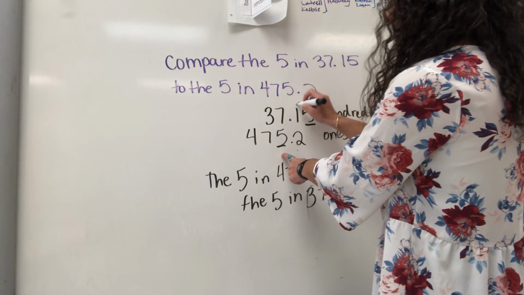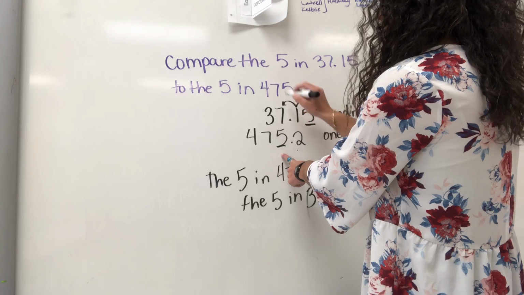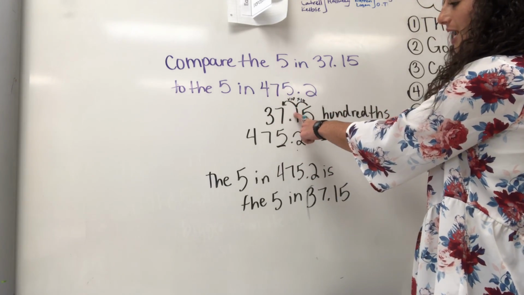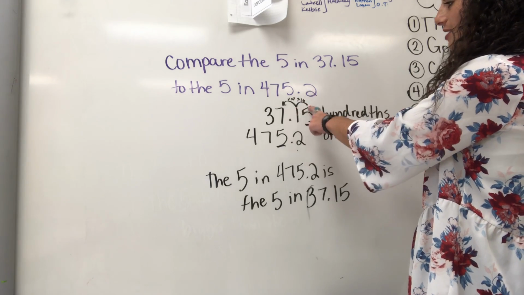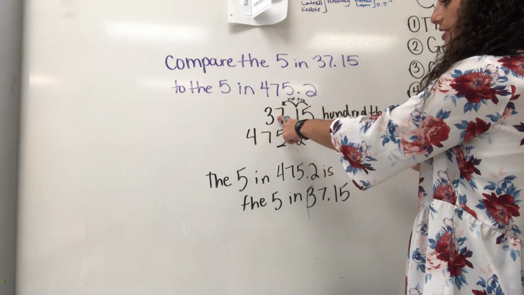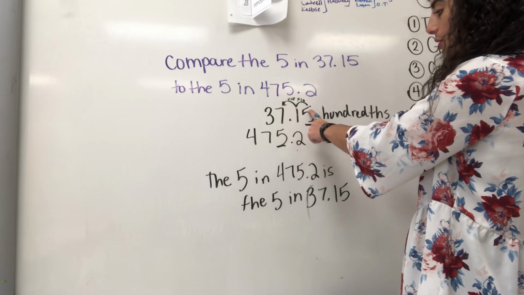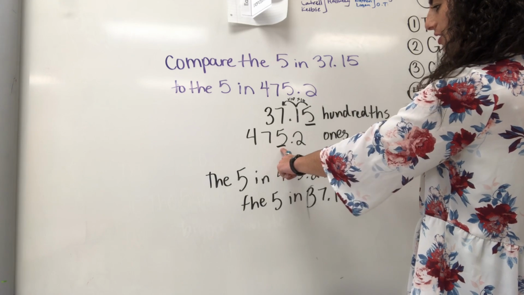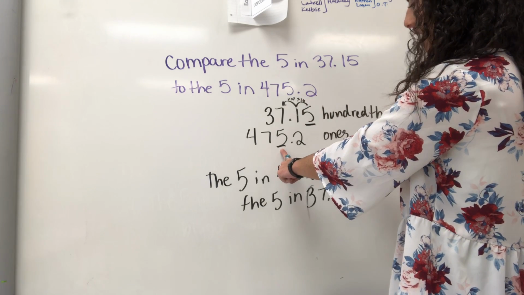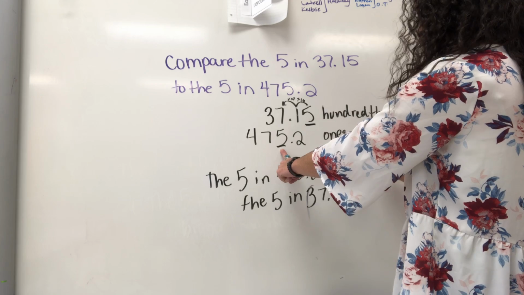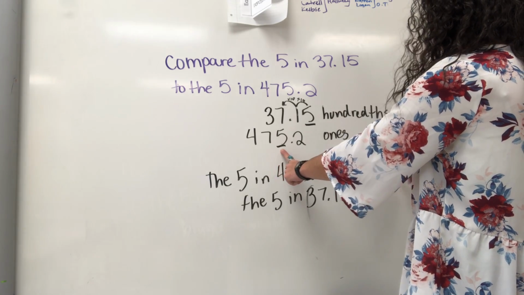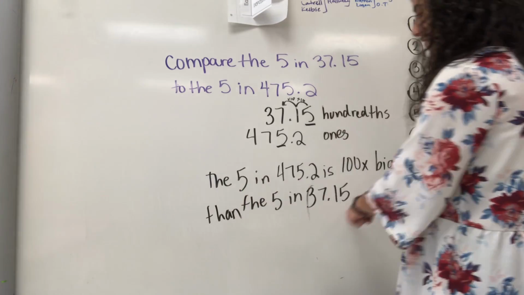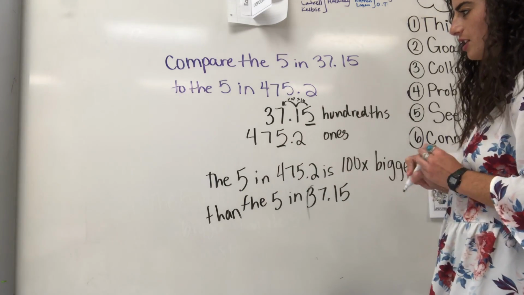This 5 is 2 place values to the left, so every time we move a place value, we get 10 times bigger. So from hundredths to tenths is 10 times, from tenths to ones is another 10 times. So in total, this 5 sitting right here in the ones is 2 hops, or 100 times bigger than the 5 in 37 and 15 hundredths.